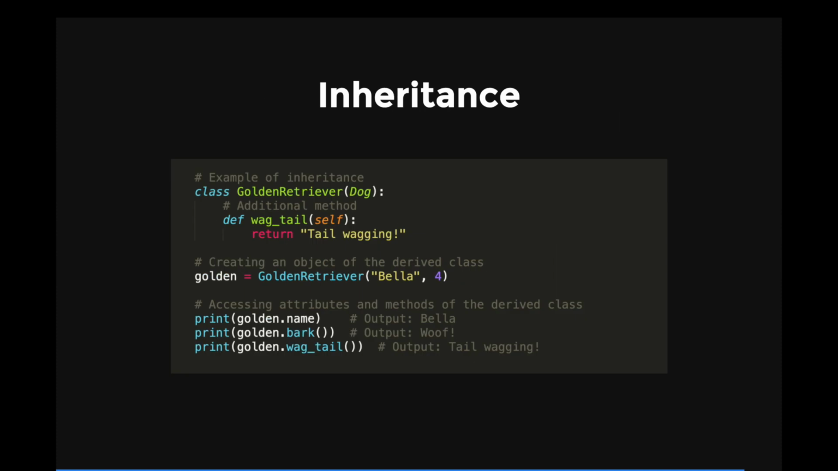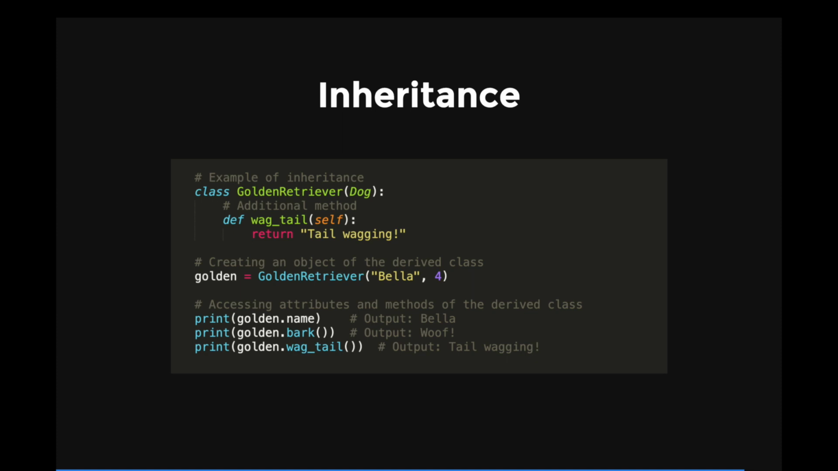Inheritance. Inheritance is a key feature of OOP that allows you to create new classes, derived classes, based on existing classes, which are base classes. The derived classes inherit attributes and methods from the base class and can also have their own additional attributes and methods. In this example, we define a GoldenRetriever class that inherits from the Dog class.